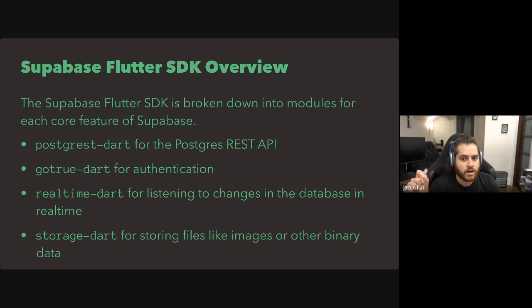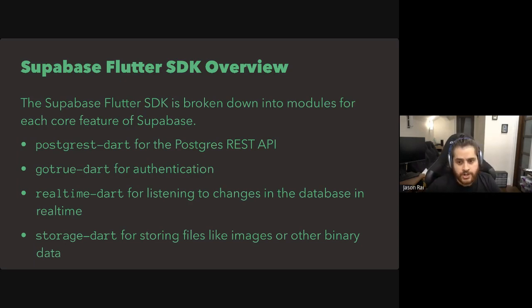Then there's the GoTrue Dart library for authentication. That gives you single sign-on with different providers. It lets you refresh tokens and implement authentication without needing to roll a custom solution. Realtime Dart lets you listen to changes in the database in real time and allows you to update your UI without polling a REST API. What the realtime library does is that it maintains a WebSocket connection to the Supabase backend, and then as changes are being written to the database, you can define which ones you're interested in, and it will fire down those changes at your client so that you can build rich real-time experiences.